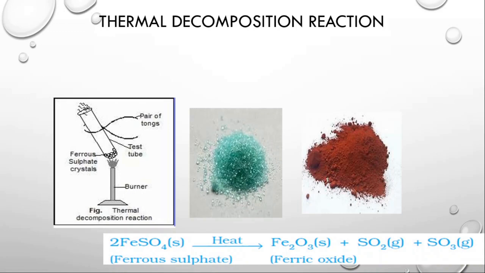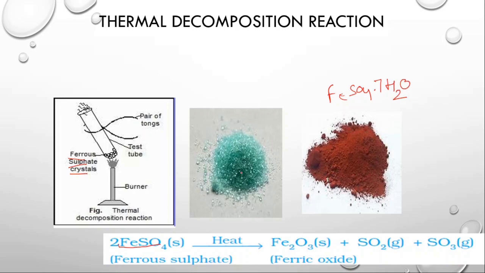So, next is the example of thermal decomposition reaction. In this, we have ferrous sulfate crystals. Okay, ferrous sulfate crystals, we have this formula FeSO4, right? So, the actual formula for it is FeSO4.7H2O.